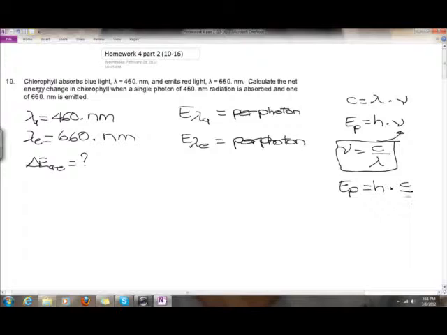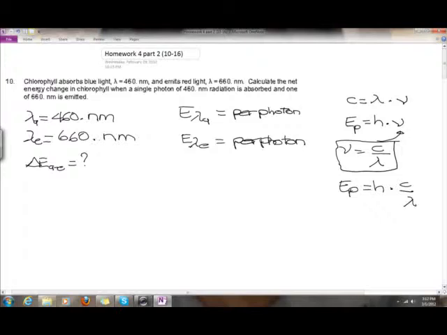As you see, the energy is inversely proportional to the wavelength, and that's an important thing to remember. So if you have a higher wavelength, the energy would be smaller. That means the absorption energy is going to be higher than the emission energy. That means that the chlorophyll absorbs light energy.